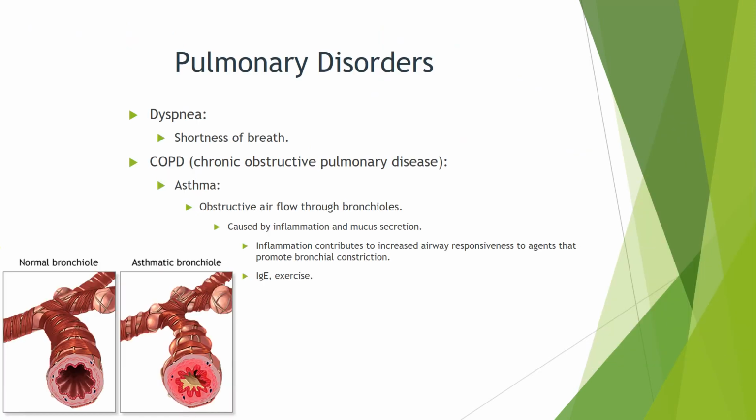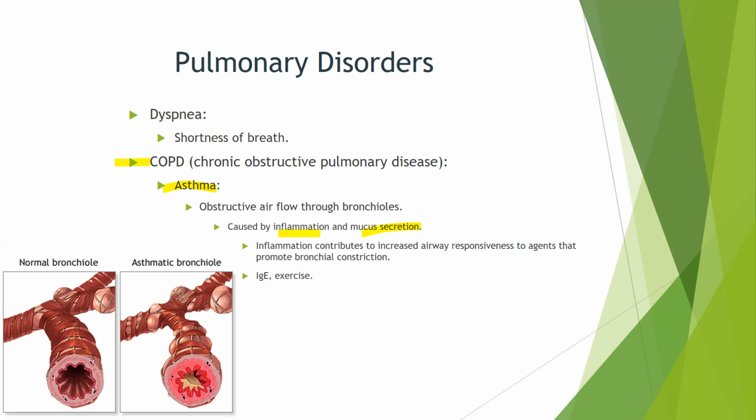Any category that falls under the term of shortness of breath is considered to be a dyspnea. From a dyspnea, what can be more specified then is the classification of that dyspnea. Let's begin by looking at COPD, or chronic obstructive pulmonary disease, which I'm sure a lot of you have heard of. One that falls under this category is asthma. With asthma, there is an obstruction of airflow through the bronchioles. This is either due to inflammation and mucus secretion.